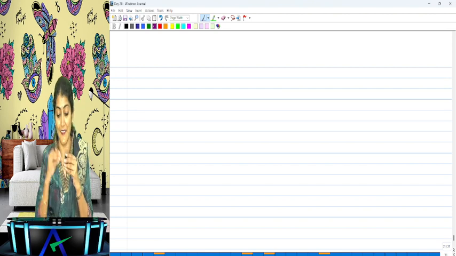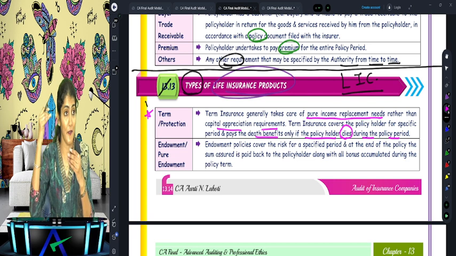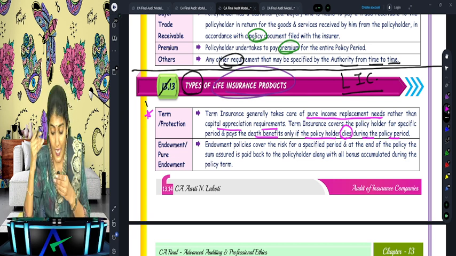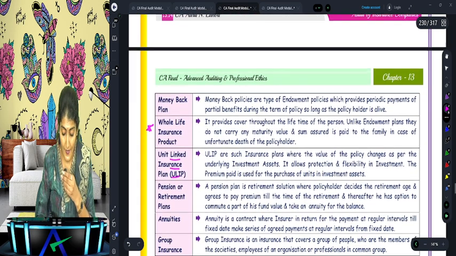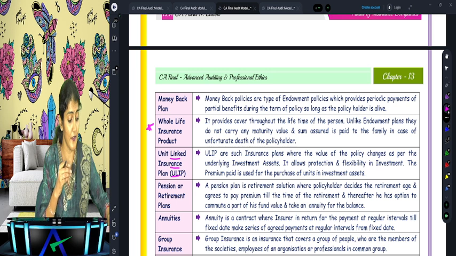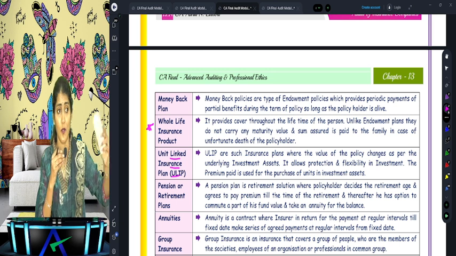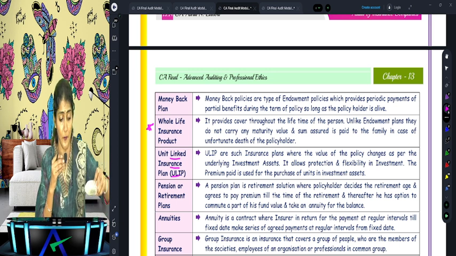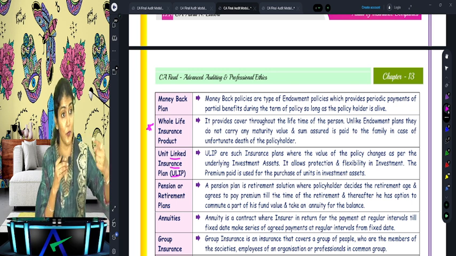Anyway, we are talking about the types of life insurance products. One is term protection, and second is the whole life insurance product. With term insurance, every year you buy a policy. If you don't die this year, you don't get any money from the policy. Survivors of the policyholder don't get any money from the insurance company. But if there is a death, then the survivors of the policyholder get the money from the insurance company. So every year you take a term insurance.